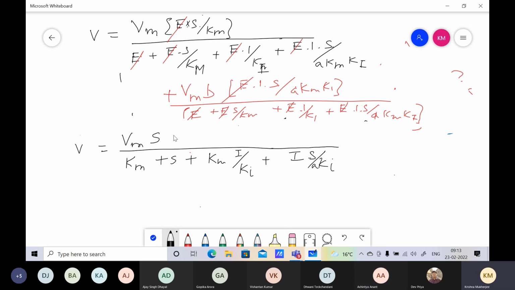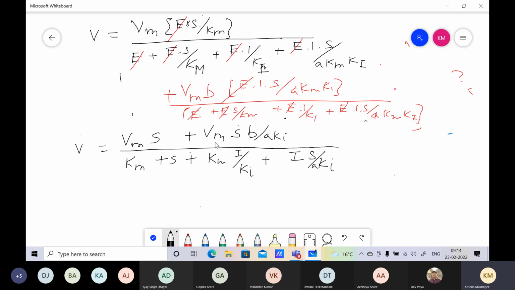Yeah, and this is for the E into S plus, you know, if I had the second expression also there, then Vm S B by AKI. Okay? I had divided this one by Km here, so AKI remained below. Are you okay with this? Am I doing it right?